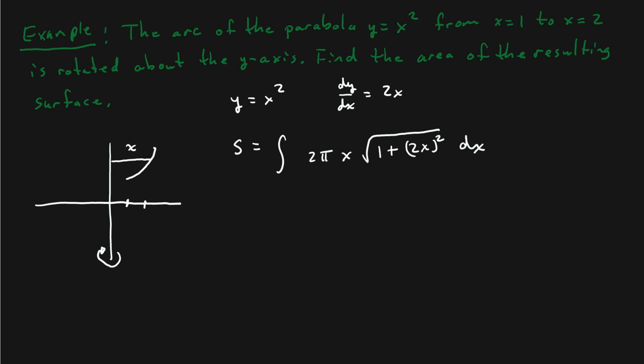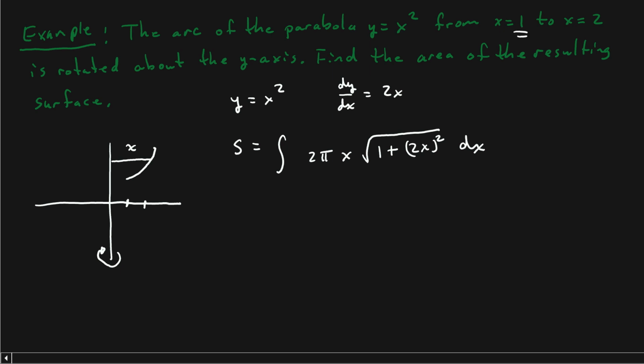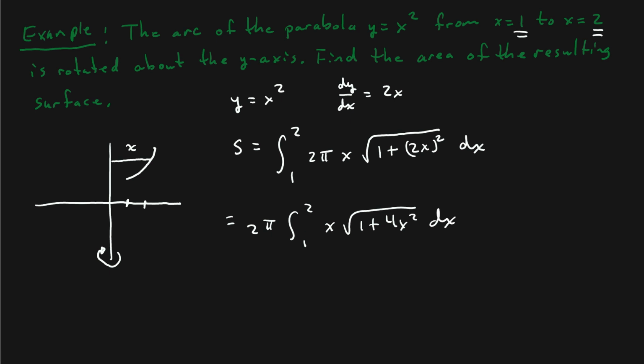Now, what are my bounds? Well, it gives them to me right there, 1 to 2. And so now I have s is equal to, and let's go ahead and pull the 2 pi out, the integral from 1 to 2 of x square root of 1 plus 4x squared dx.